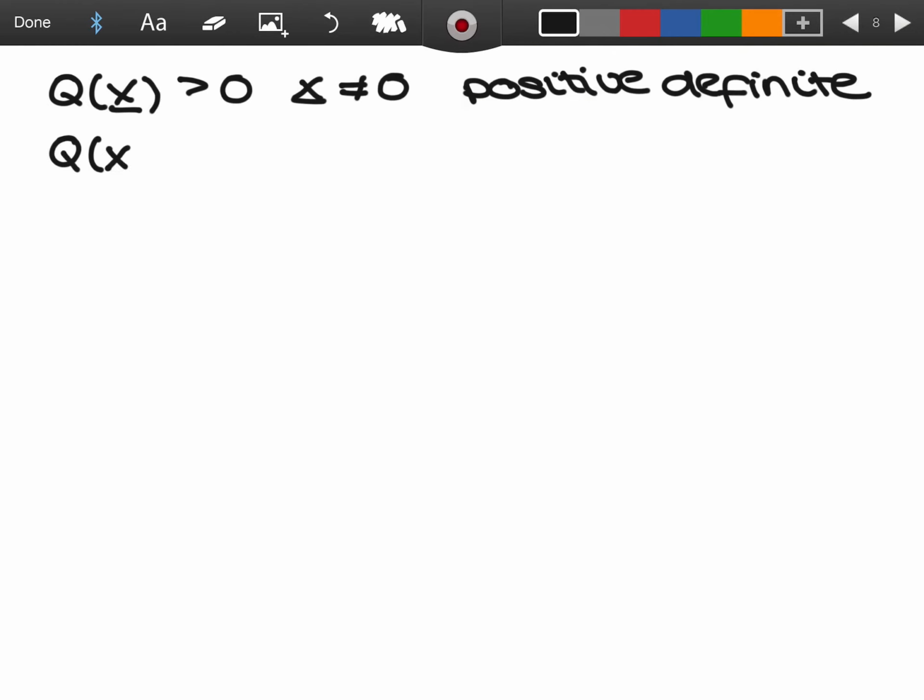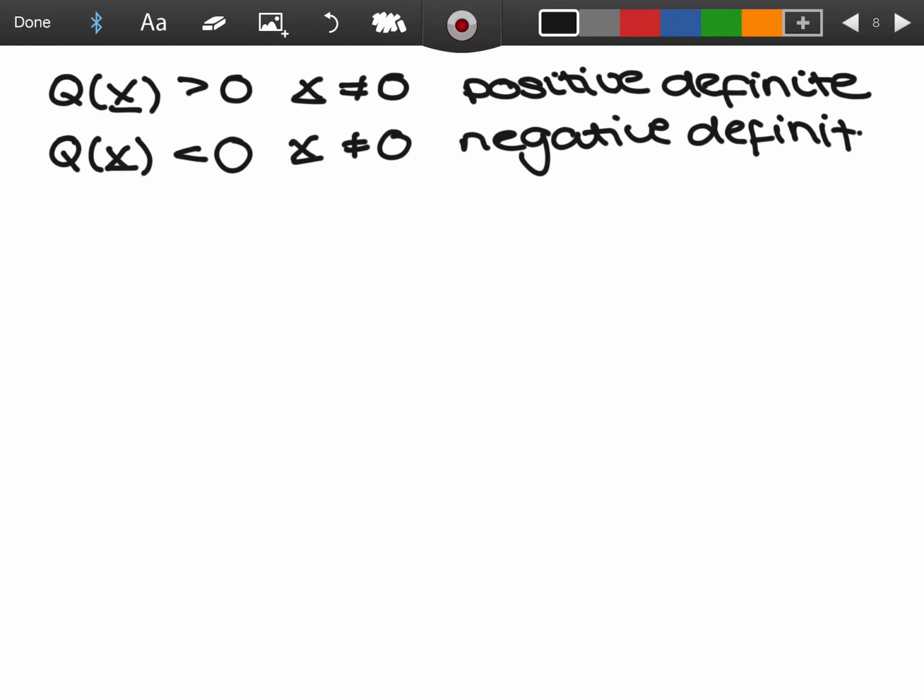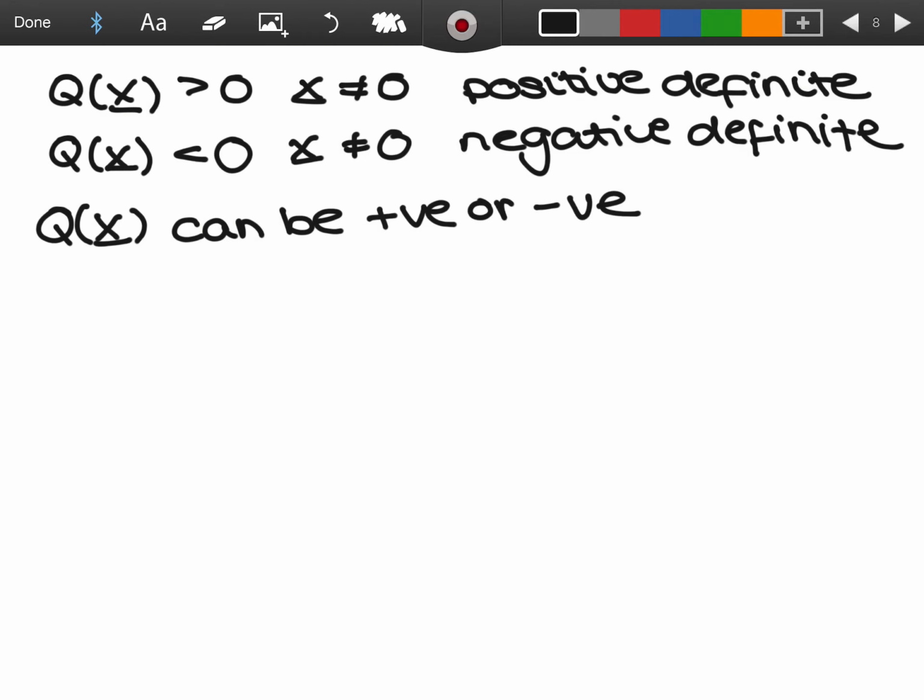Now, if q of x, our quadratic form, is always less than 0 for any non-zero x, then we have a negative definite quadratic form. Okay, and finally, if you end up with this quadratic form q of x equals x transpose A x, such that for some values of x you get something greater than 0, and for some values of x you get something less than 0, so q of x can be positive or negative, then that means that you have an indefinite quadratic form.